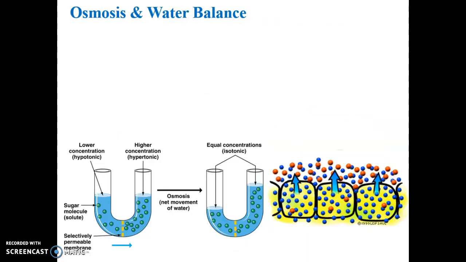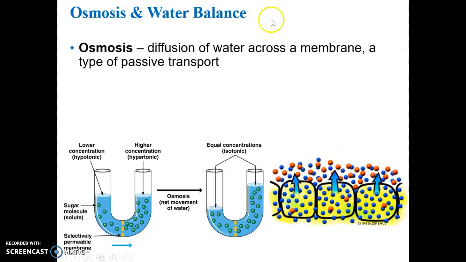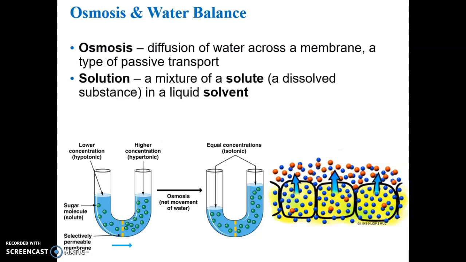All right, so a little bit on osmosis and water balance. Osmosis is the diffusion of water across the membrane. It's a type of passive transport because water can get across the membrane quite easily. And when water diffuses across the membrane, it's called osmosis.